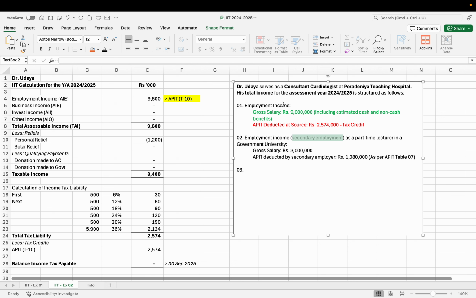When he has two employments, he needs to give a primary employment declaration form to the primary employer, and also give the secondary employment declaration form to the second employer, declaring that one as a secondary employment. He needs to sign both forms and give them to the respective employers. I will share that declaration in this video description.